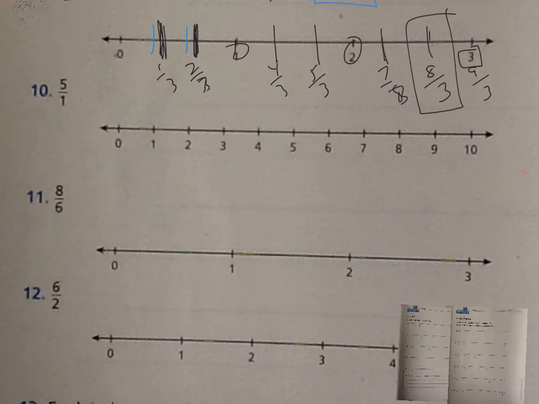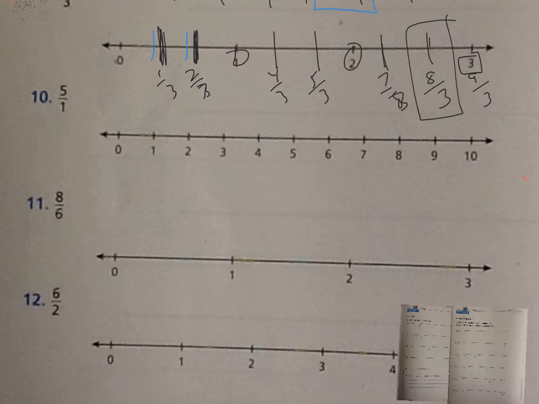This says 5/1. This has the whole broken into 1. So you don't have to do anything for this. There's no lines in between. So basically 5/1 equals this right here. This is 1/1, 2/1, 3/1, 4/1, and there's your 5/1 because 5 divided by 1 is 5.